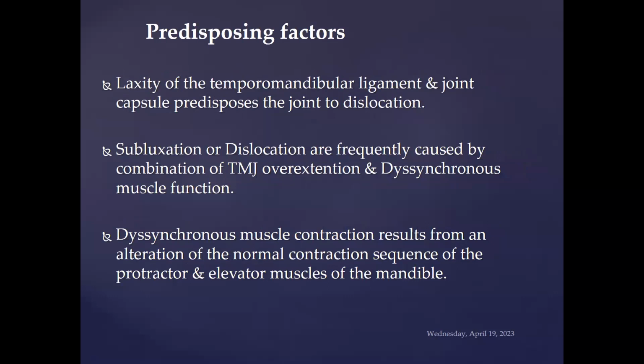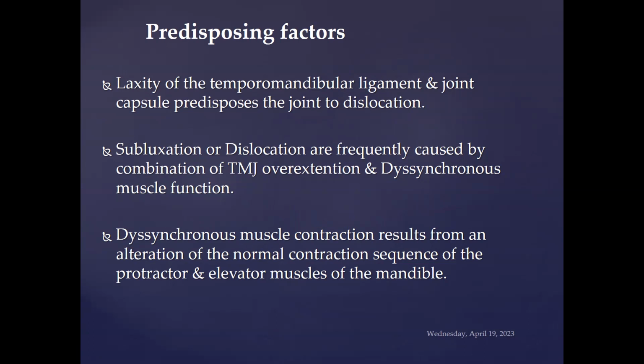What are the predisposing factors? So what are the factors that can lead to TMJ dislocation? One is laxity of the temporomandibular ligament and joint capsule. So this predisposes to dislocation. Okay, the temporomandibular joint ligament as well as the joint capsule predisposes the joint to dislocation.